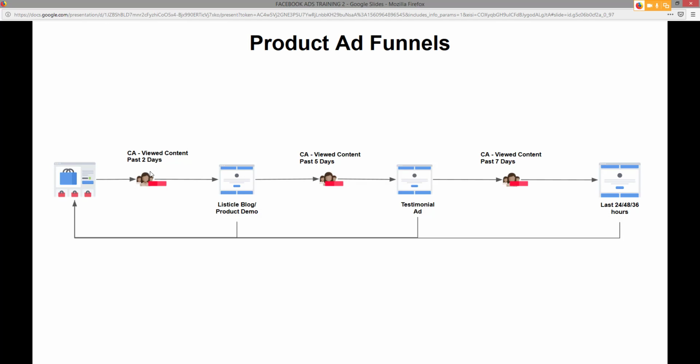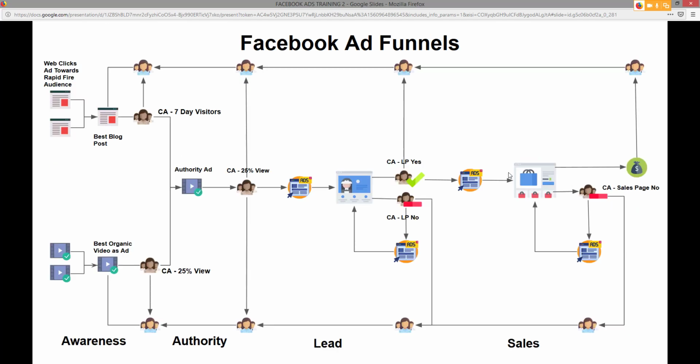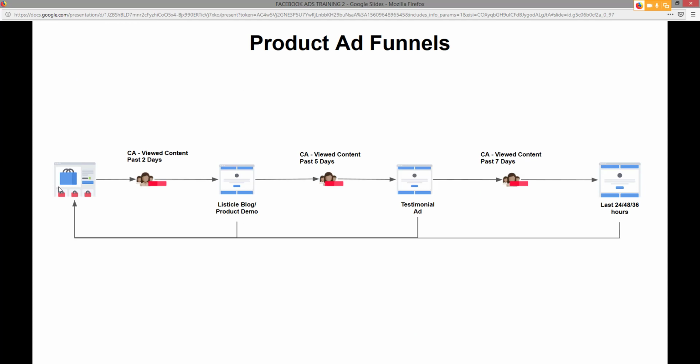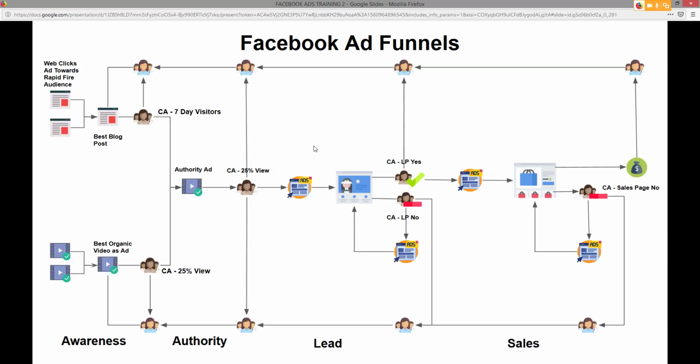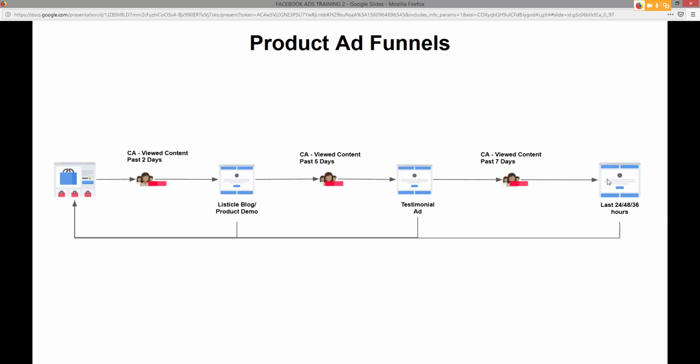So you can create audiences of people based off that and share one piece of content. Here's a product demo. Okay, if they still aren't convinced to buy, create another one, past 5 days, testimonial. Okay, if they're still not convinced, past 7 days, say you're running a 7-day campaign, and time's almost up, you can do a last 24, 48, 36 hours on this deal to get them back onto it. So that way, even though they're at this point, there's still going to be people who bounce out. So this is pretty much the extended part of the retargeting ads.